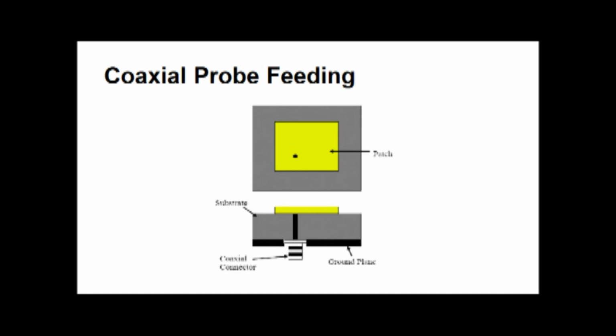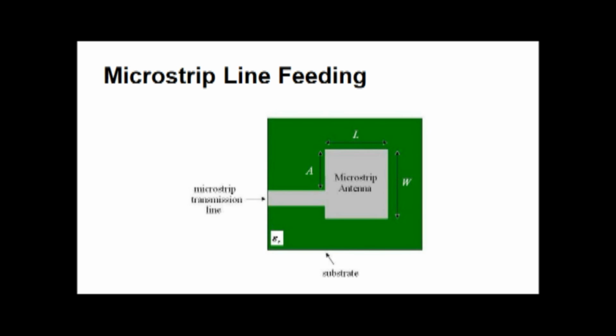The advantages of this type of feeding are that it's easy to fabricate and easy to match, and its disadvantages are that it provides a narrow bandwidth, and it's difficult to model, specifically for thick substrates. For the microstrip line feeding technique, it's considered one of the easier methods to fabricate, and it can be considered an extension to the patch. It's just a conducting strip connected to the patch, and it is simple and easy to match. However, it can be disadvantageous because it puts a higher limit on bandwidth and it increases the thickness.